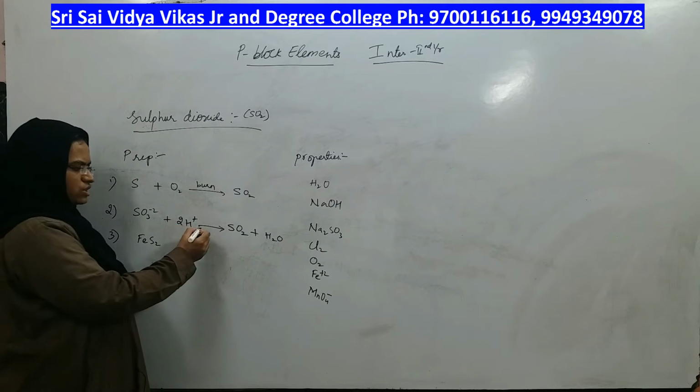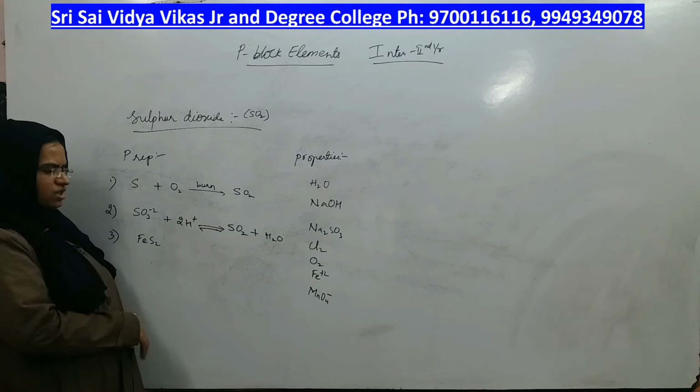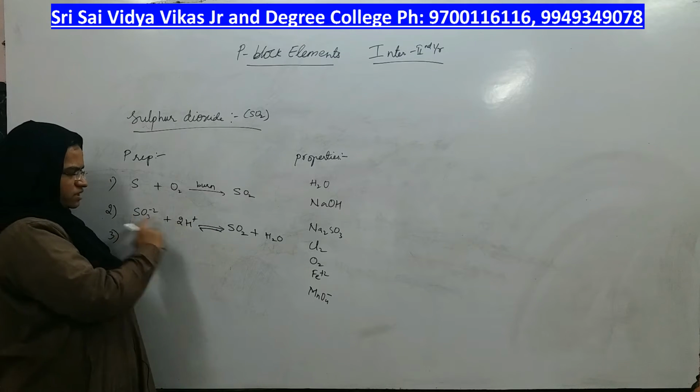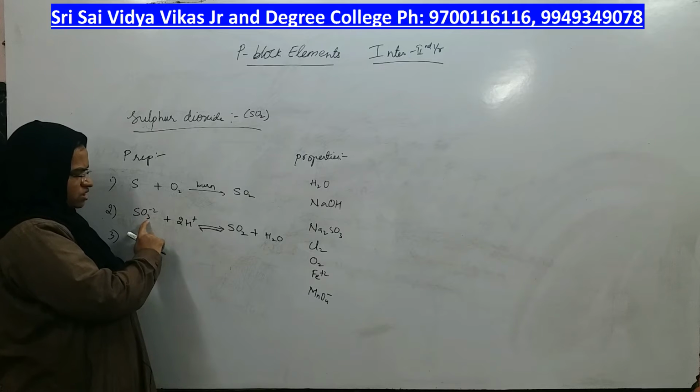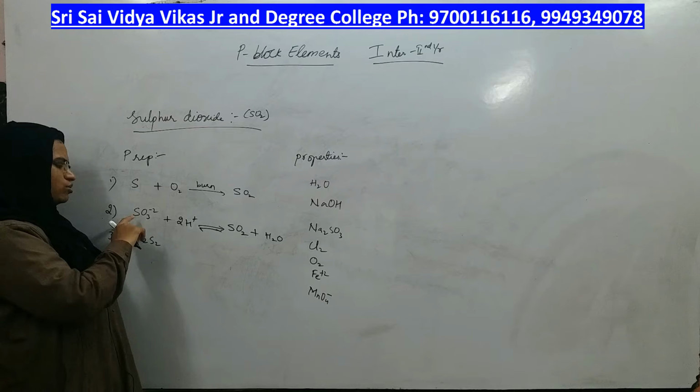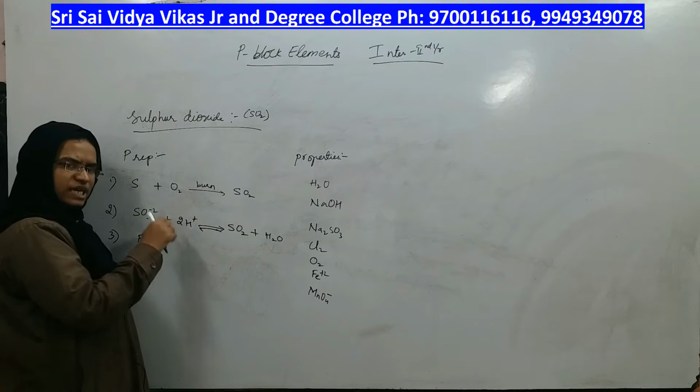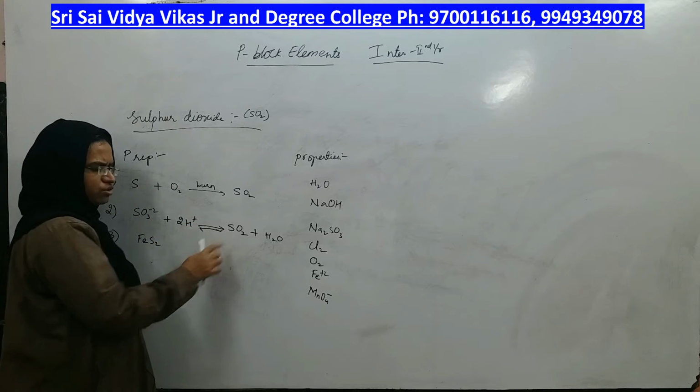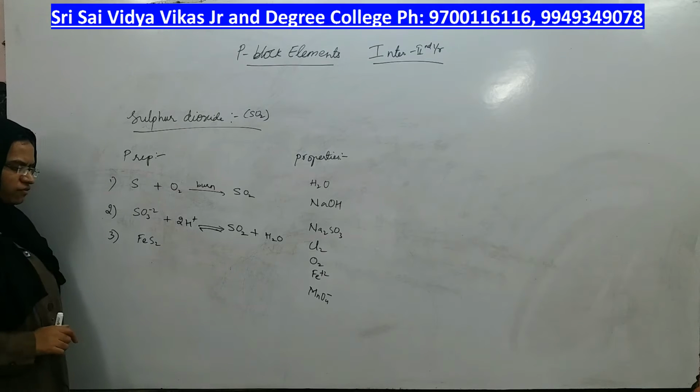This reaction is also reversible in nature, right? How to balance that? One sulfur, three oxygens, two hydrogens, right? So sulfite reacts with any acid having H+ ion to give you sulfur dioxide plus water.